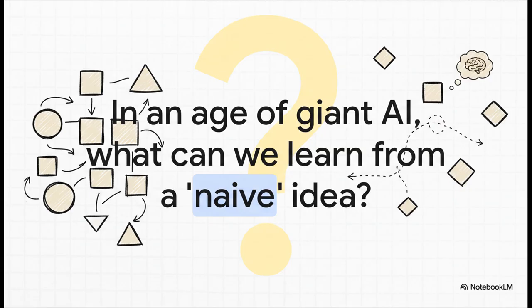And that really leaves us with a final question, doesn't it? In this age of massive, billion-parameter AI models that cost a fortune to train, what can we learn from a simple, even naive idea like this? Well, I think naive Bayes is a powerful reminder that sometimes elegance and a clever shortcut can be more effective than just raw computing power. It's a beautiful piece of evidence that understanding the fundamentals is what really matters, and that sometimes the simplest tools are the most powerful ones.